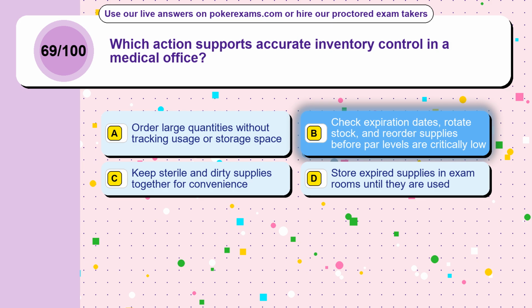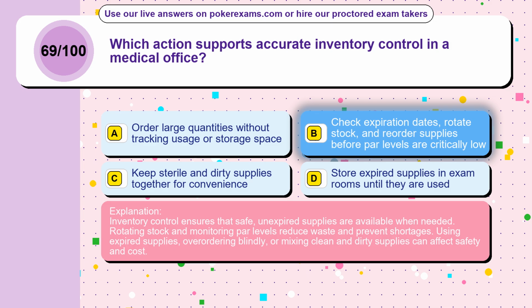The correct answer is option B. Check expiration dates, rotate stock, and reorder supplies before par levels are critically low. Inventory control ensures that safe, unexpired supplies are available when needed. Rotating stock and monitoring par levels reduce waste and prevent shortages. Using expired supplies, overordering blindly, or mixing clean and dirty supplies can affect safety and cost.